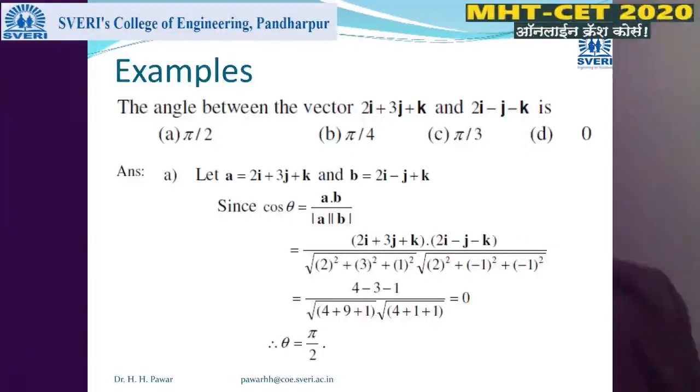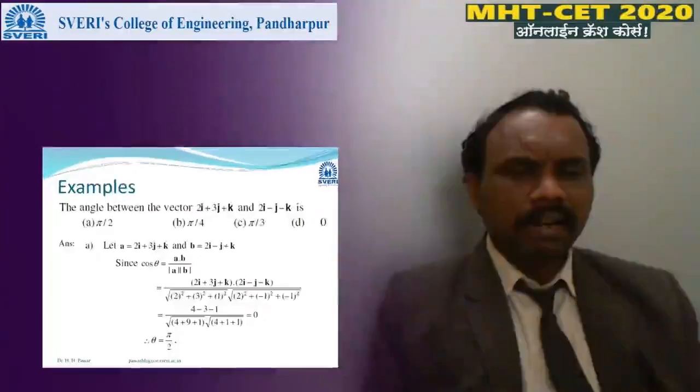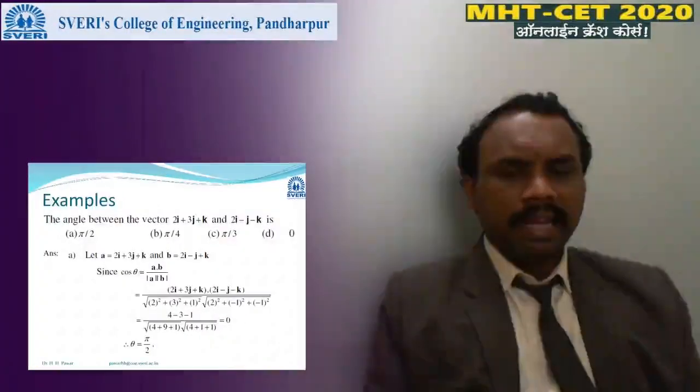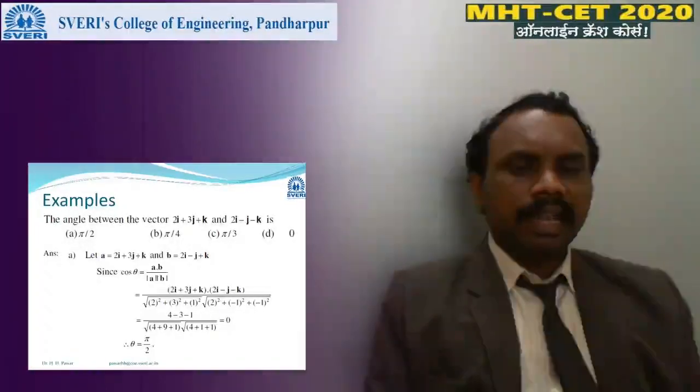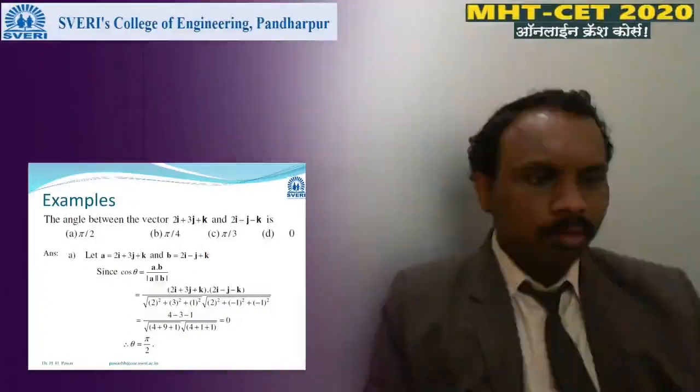Which gives us 4 minus 4 is equal to 0, and 0 divided by anything is 0. Hence cos theta is equal to 0 in this case. Hence theta is equal to cos inverse 0, which gives us pi by 2. That is, the angle between vectors a bar and b bar is pi by 2.